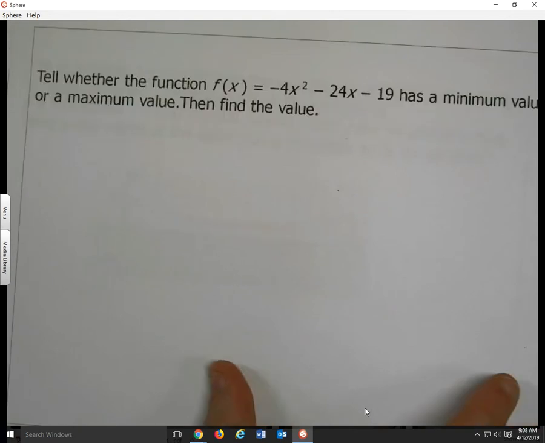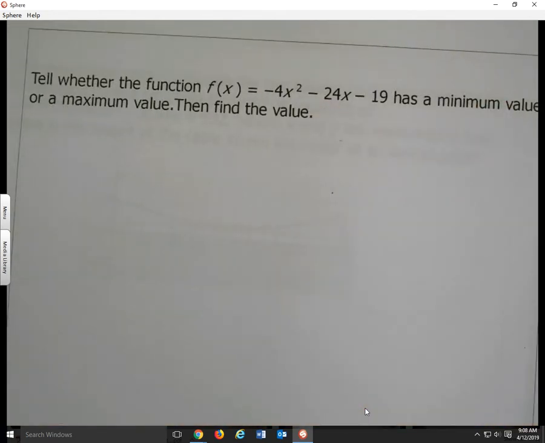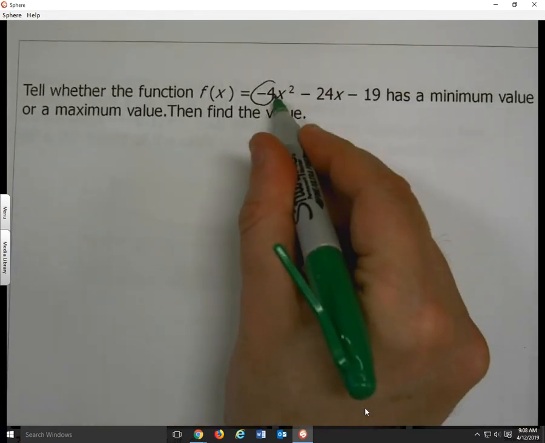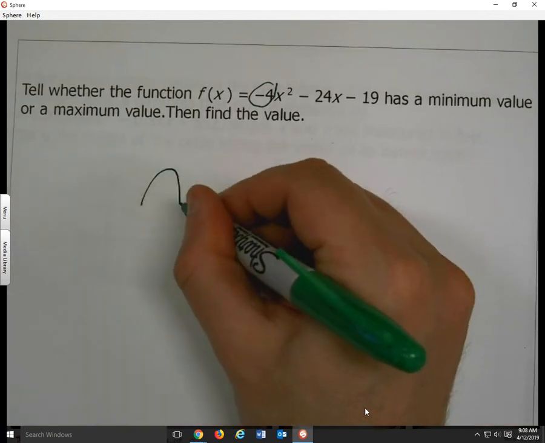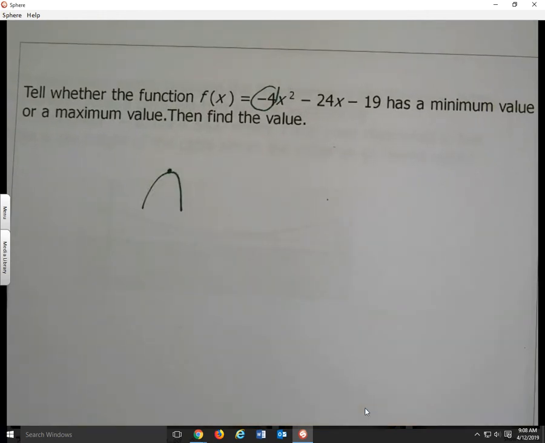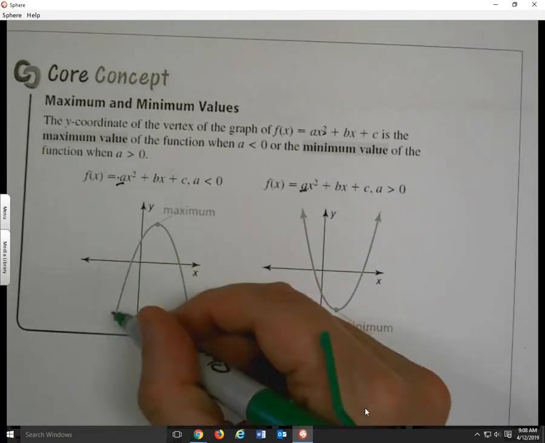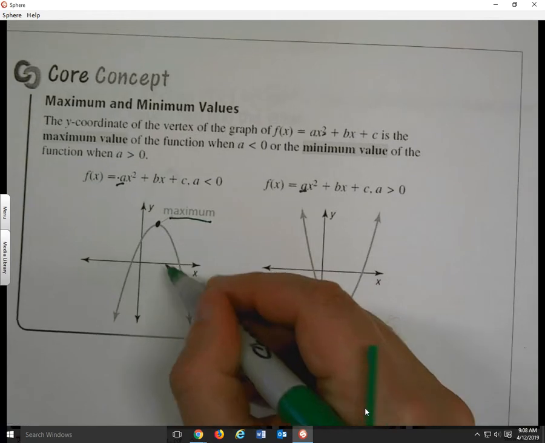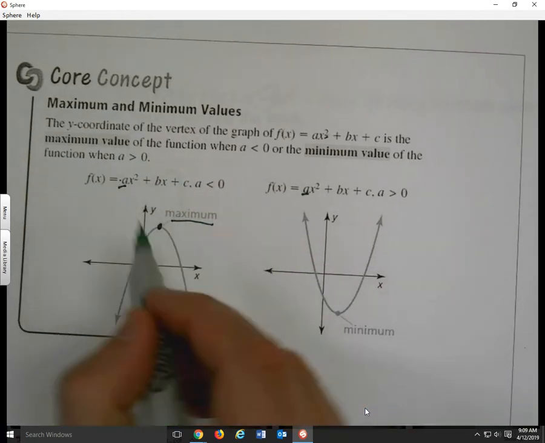So tell whether the function, and it gives you a parabola, has a minimum value or a maximum value. That's really easy to do. Again, the a is negative. So if the a is negative, we know it's frowning. So when it's frowning, though, it has a maximum value. Going back to the page you're just looking at, when it's frowning, the highest point, the maximum point, is at the top, right? So when the a is negative, you have a maximum value.